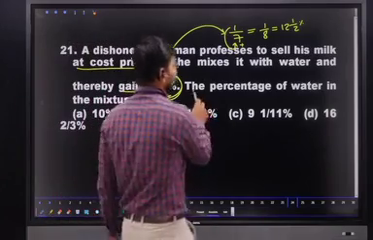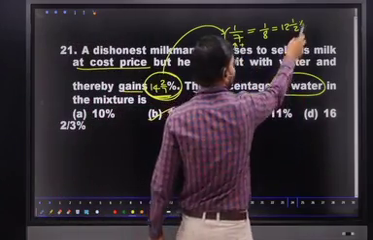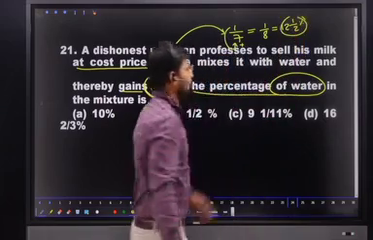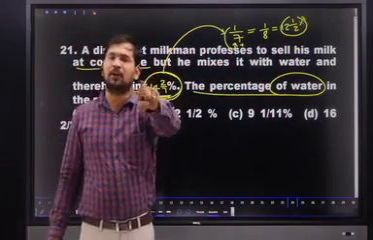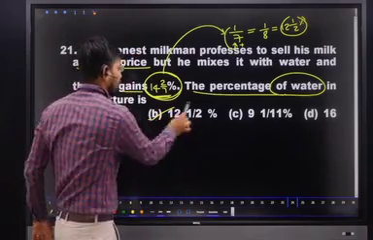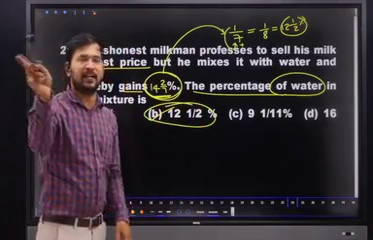They're asking the percentage of water. Percentage of water is what? 12.5%. For every 8 parts, 1 part is water. Therefore, the percentage of water is 12.5%. Your answer is 12.5%. Option B is the right answer.